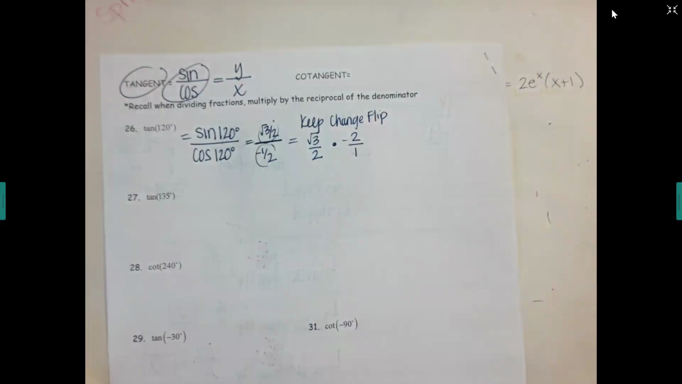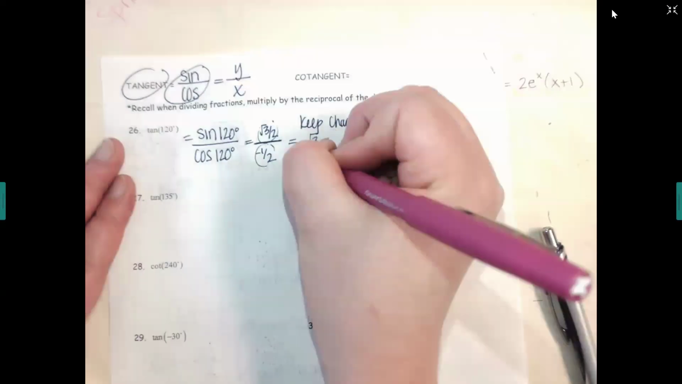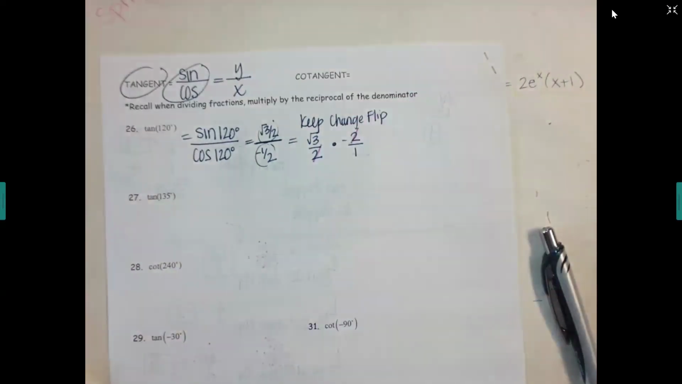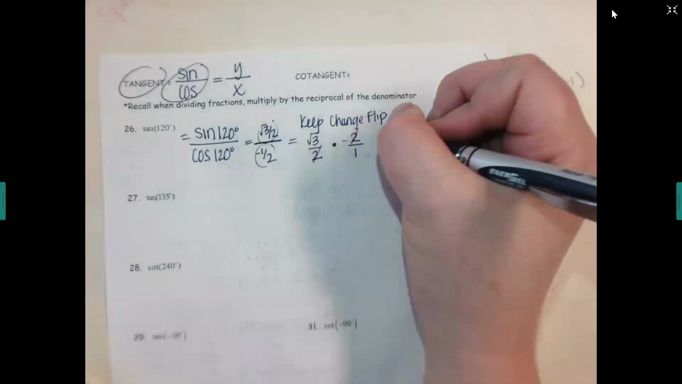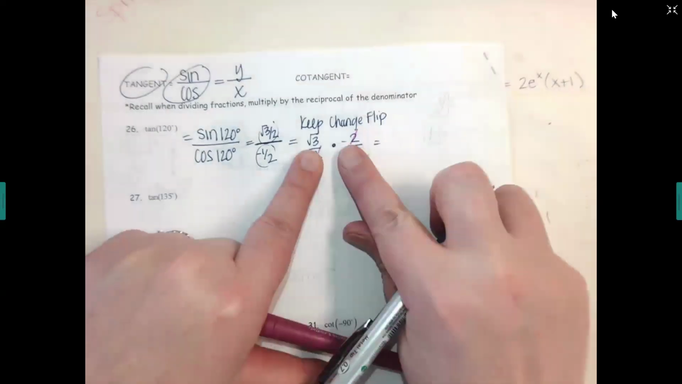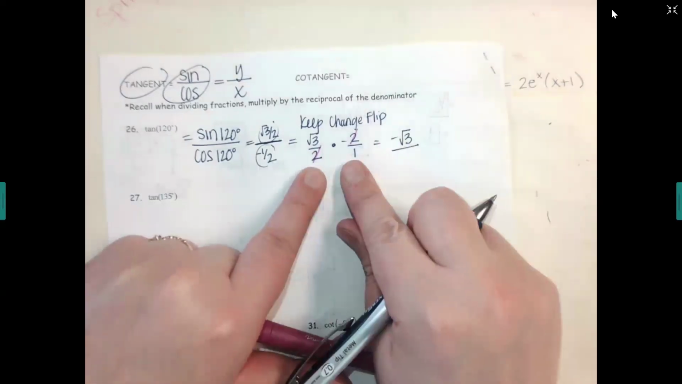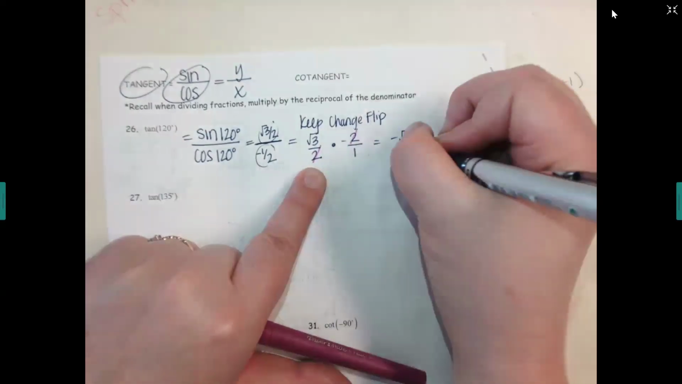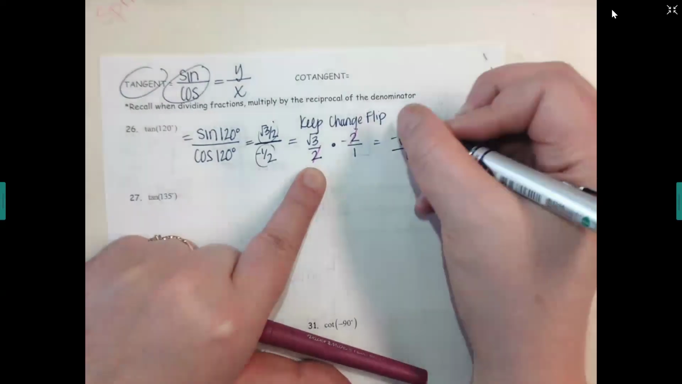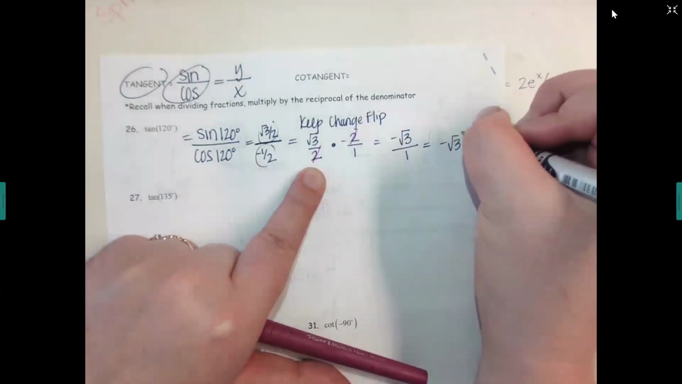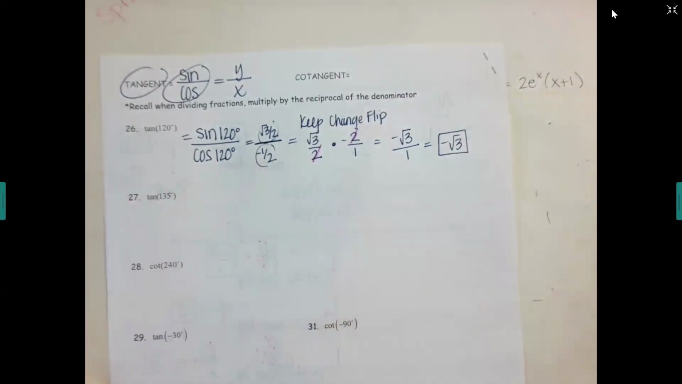Okay. Then from there, I notice that I have a 2 on top and on bottom. That means that those can cancel out. So essentially, my final answer would be root 3 times a negative becomes a negative root 3. And then on bottom, my 2's gone, I would just keep a 1. And remember, anything divided by 1 is really just the top. So I would just keep that negative root 3. Okay.